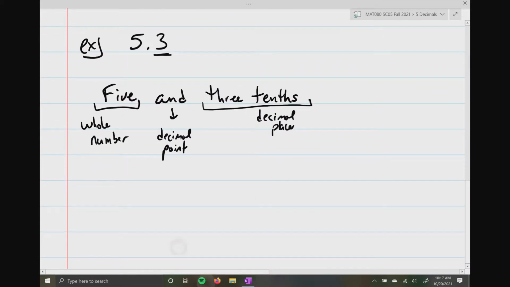So another example of this would be something like, I don't want to use 3 again. We'll use 7. So here's another example. So the way I would approach this, I would write the whole number first. So that's going to be a 2.